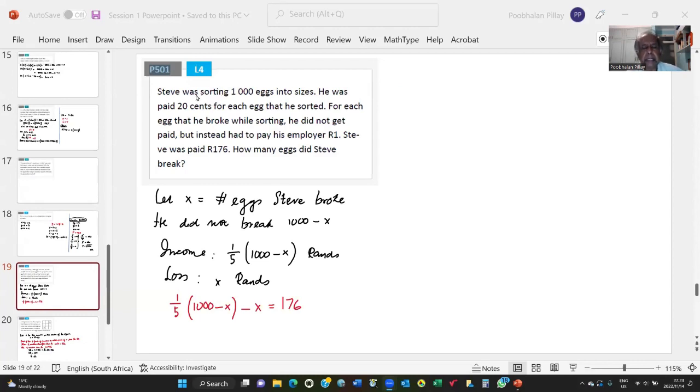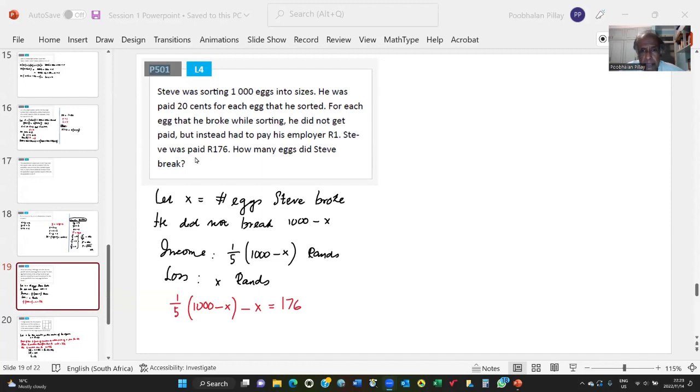This problem reads the following. Steve was sorting 1,000 eggs into sizes. He was paid 20 cents for each egg that he sorted. For each egg that he broke while sorting, he did not get paid, but instead had to pay his employer 1 rand. So, in other words, each time he succeeds in sorting an egg, he gets 20 cents for it. But if he breaks an egg, he has to pay back 1 rand.